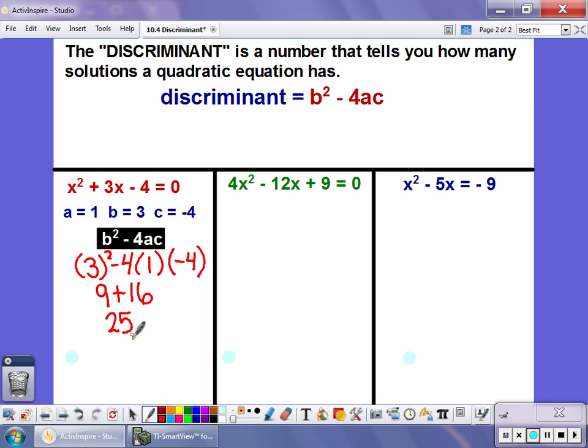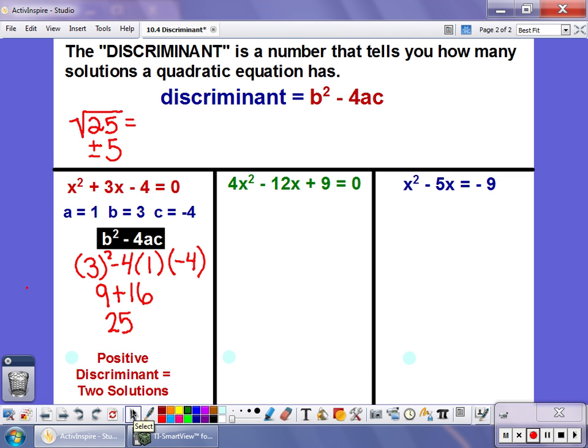Now 25 is a positive number. Think for a minute. This is the part of our problem that's under our square root symbol. So essentially my next step would be to take the square root of 25. Anytime we have a positive number that we take the square root of, we know we get two answers. The square root of 25 is equal to either positive or negative 5. So that means positive discriminants are going to have two solutions. One would be the positive root, the other would be the negative root.